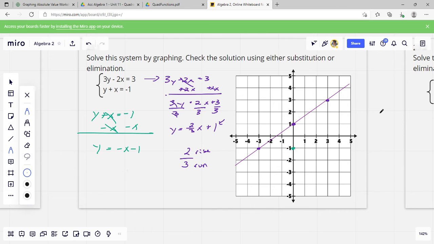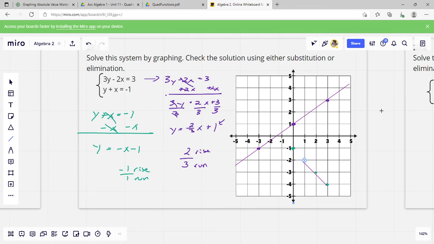Now, negative x really means negative 1x, and that would be 1 over 1, and that's our rise and our run. Okay, so we're going to go down 1 over 1. Down 1 over 1. And remember, when we have a negative slope, it slopes downhill. And when we have a positive slope, it goes uphill.